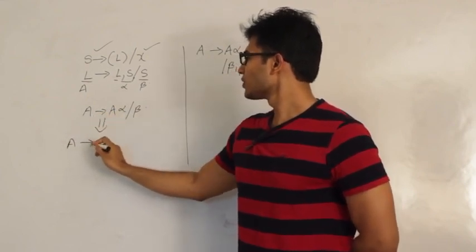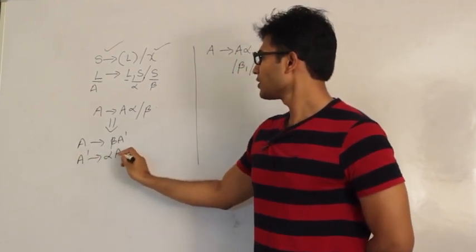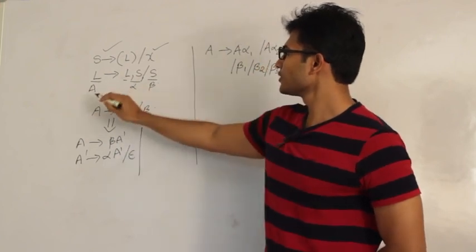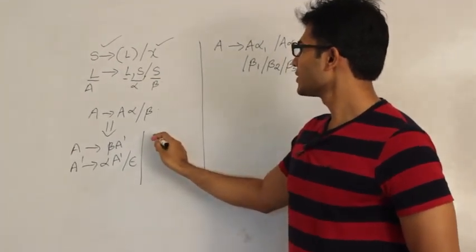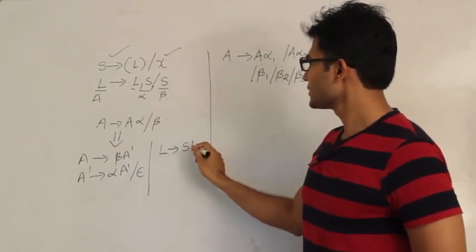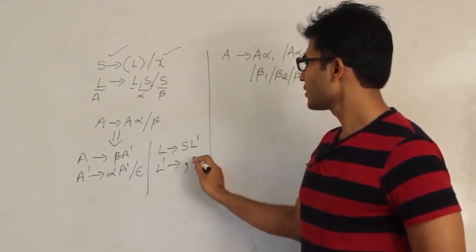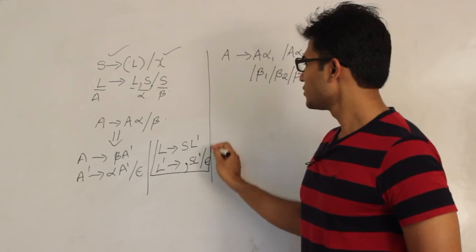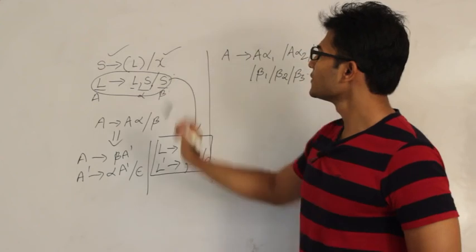A derives beta A dash, and then A dash derives alpha A dash or epsilon. This is the conversion, right? Now here alpha is comma S and beta is S. Therefore I have to write L derives beta, which is S L dash, and then L dash derives alpha, which is comma S L dash, or epsilon. So these are the two productions which can be used to replace these two productions, and this is the same.